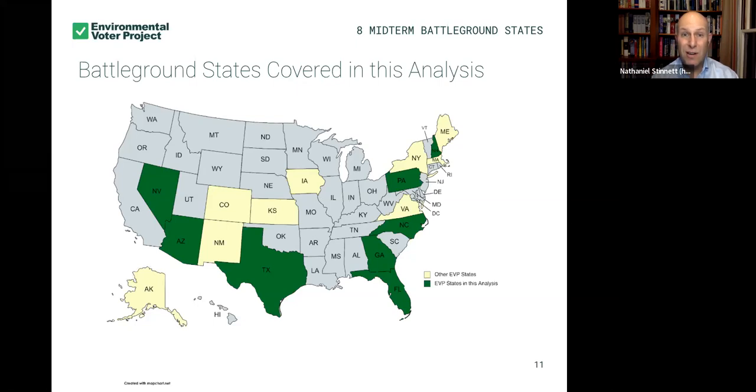Does that mean the other states are unimportant? No. New Mexico's probably going to have 3 tight congressional races. Iowa might have 2 or 3. Maine's going to have a tight gubernatorial. New York, gosh, they might have like 5 or 6 tight congressional races. A lot of these states are going to be very important. But today we're focused on these 8.